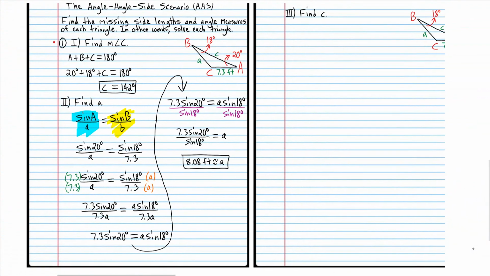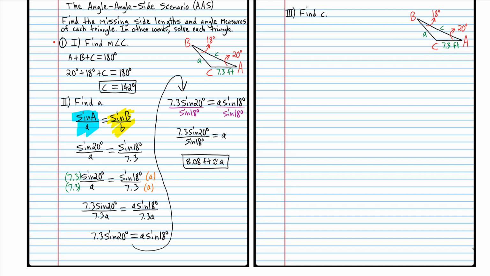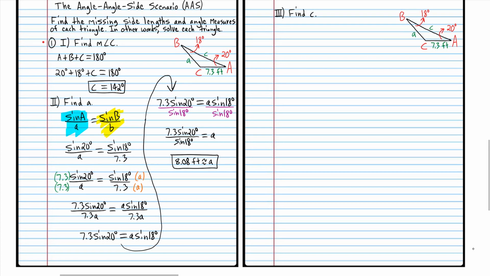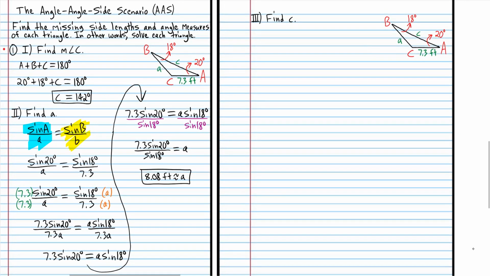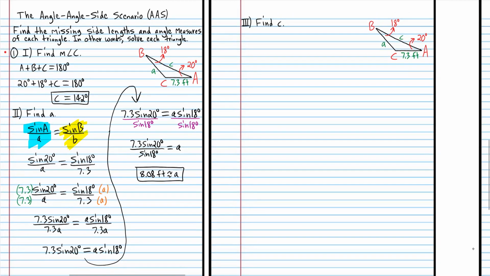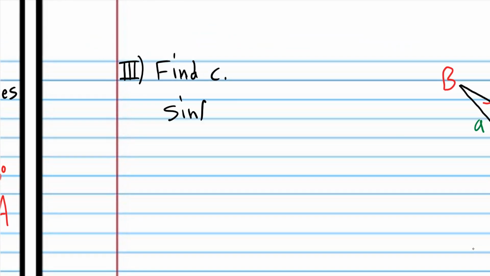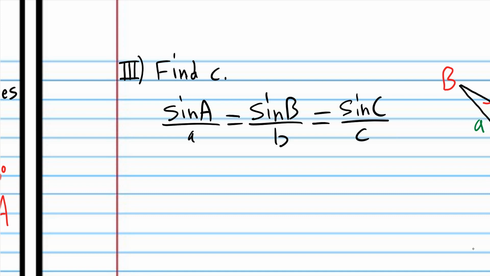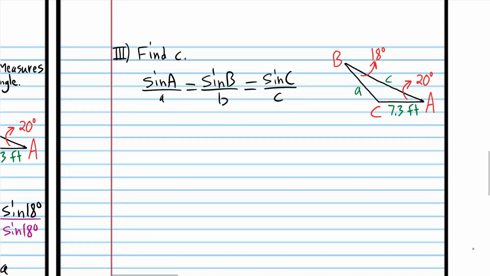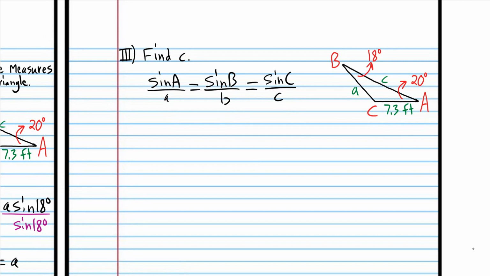Okay, so we found the missing angle measure, and we found the length of one of the missing sides. So now we have to find the length of the remaining side. And we're just going to use the law of sines again. So sine A over A is equal to sine B over B, which is equal to sine C over C. Again, we don't use all three of these ratios at the same time. We only choose two of them.